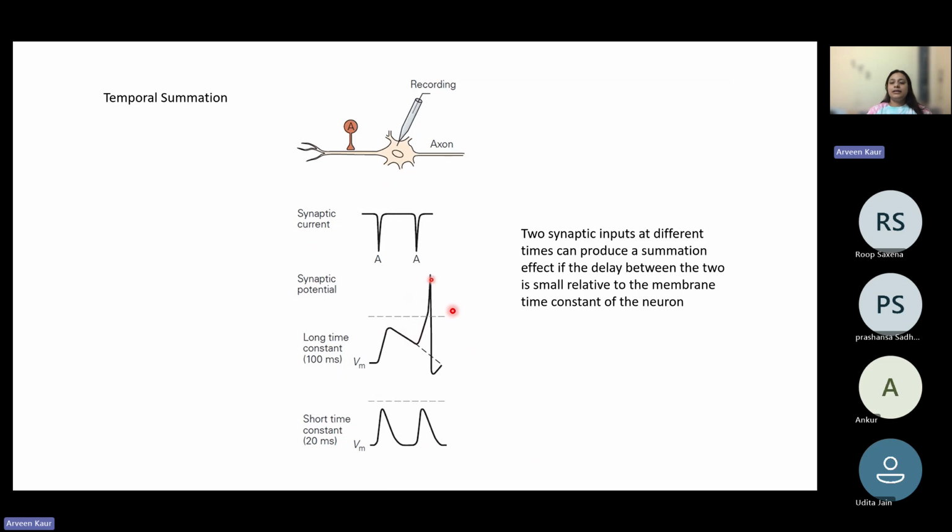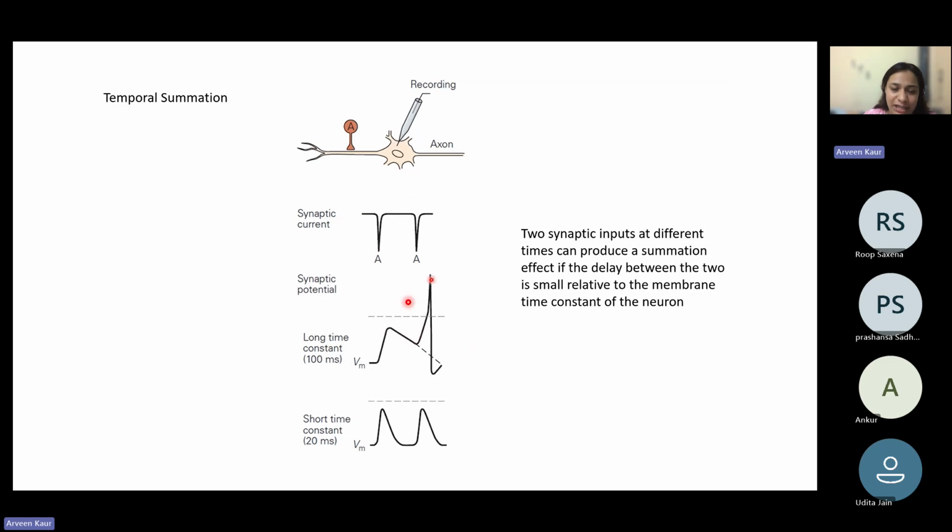Then there is another phenomenon known as temporal summation, right? What is temporal summation? When two synaptic inputs at different times can produce a summation effect if the delay between the two is small relative to the membrane time constant of the neuron, right?